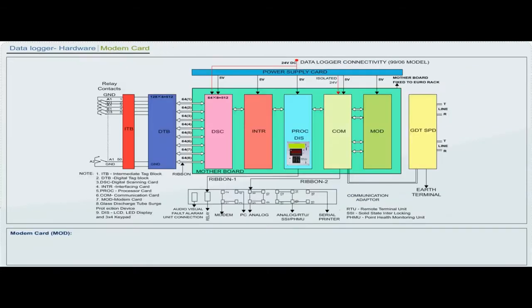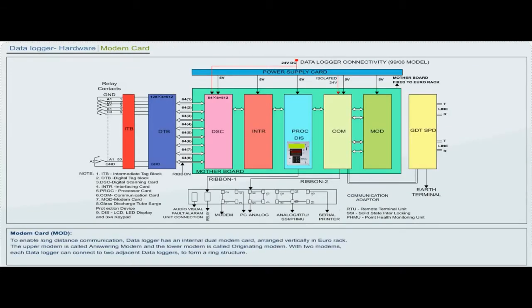Modem card MOD. To enable long-distance communication, the data logger has an internal dual modem card arranged vertically in the Euro rack. The upper modem is called the answering modem and the lower modem is called the originating modem. With 2 modems, each data logger can connect to 2 adjacent data loggers to form a ring structure.